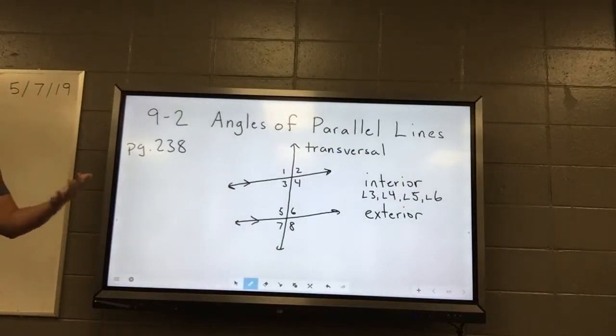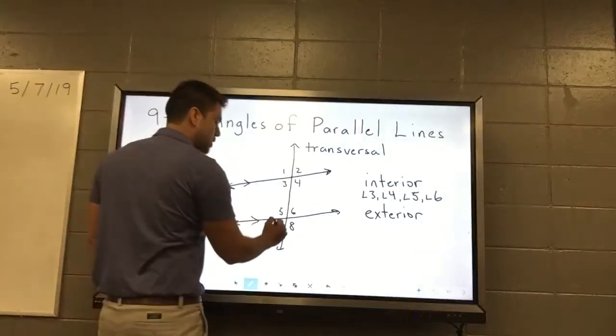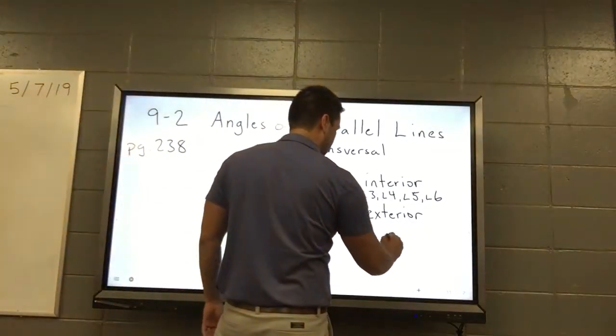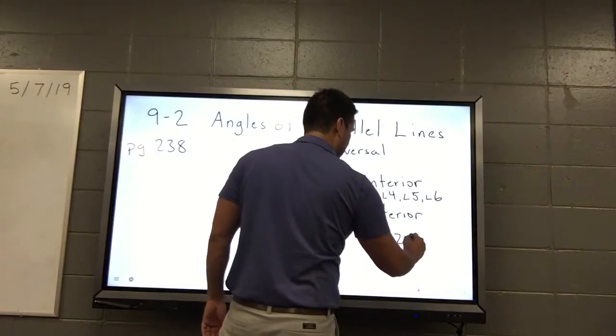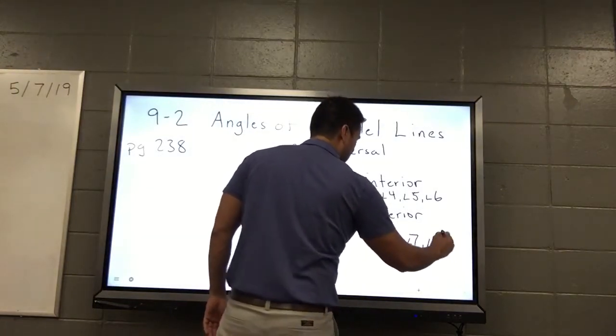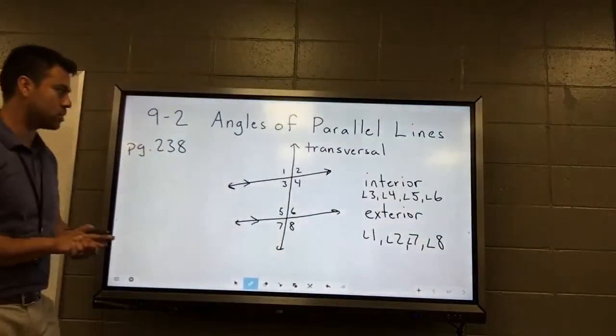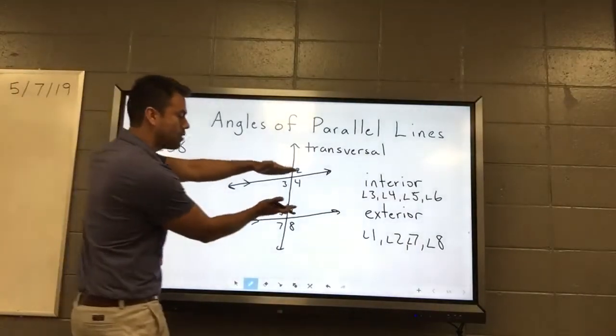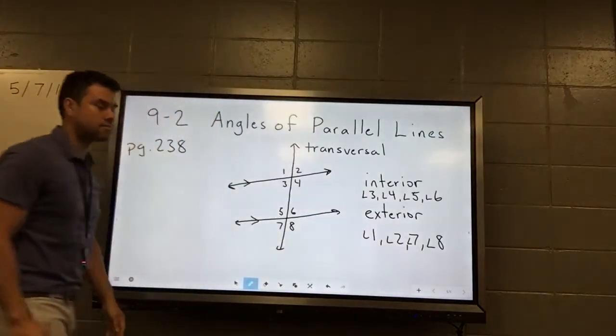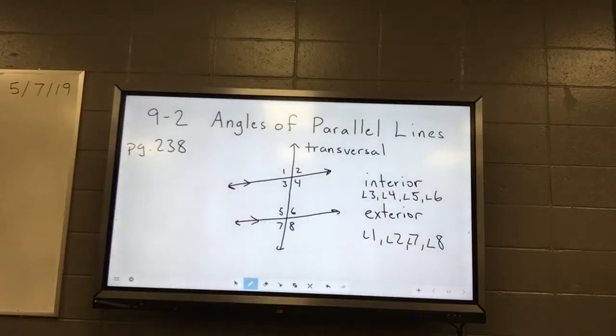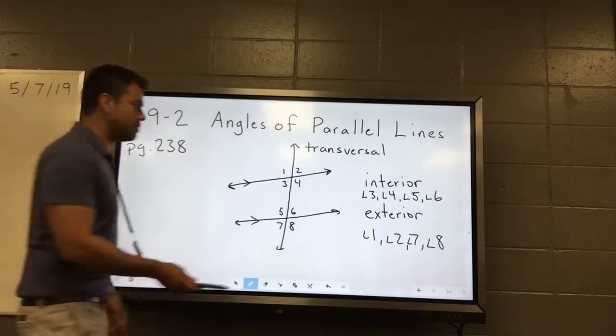So which ones are exterior? 1, 2, 7, and 8. Those are exterior angles. Those are on the outside of the parallel lines. I hope that's pretty clear. I hope that's pretty easy to get. Okay, any questions on interior, exterior? How many of each? 4. Okay, so that's easy. Split it in half.